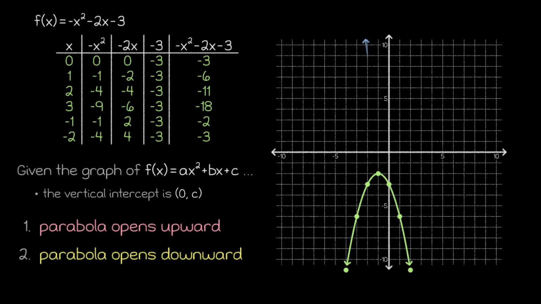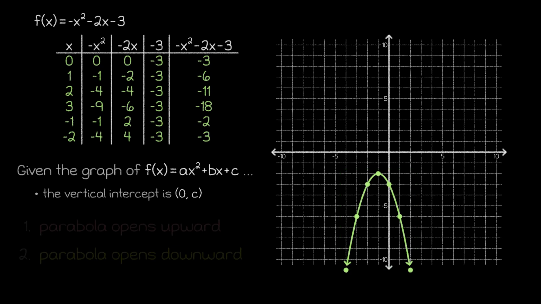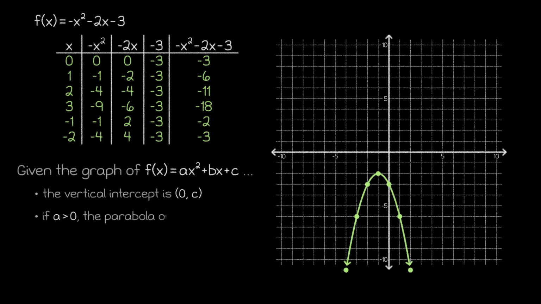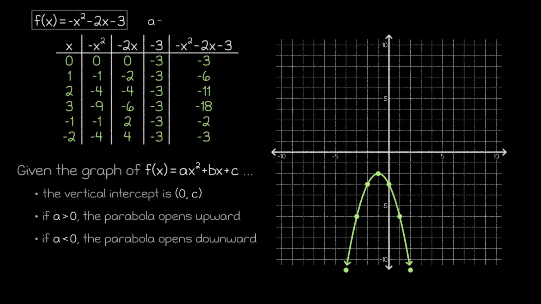So, what caused our previous graph to open upward, whereas this graph opened downward? Well, you might already know the answer, or at least have some suspicions. And if that answer was related to the value of a, you're probably correct. It turns out that if a is greater than 0, then the parabola opens upward. But if a is less than 0, the parabola opens downward. In this case, a is -1, which is less than 0, and so the graph opens downward.